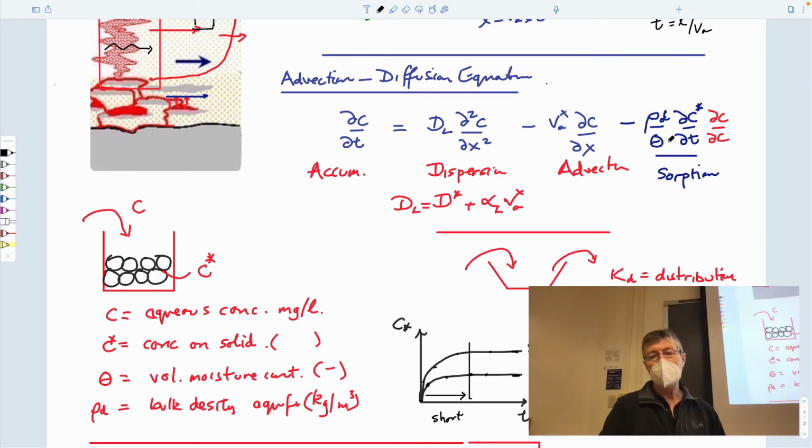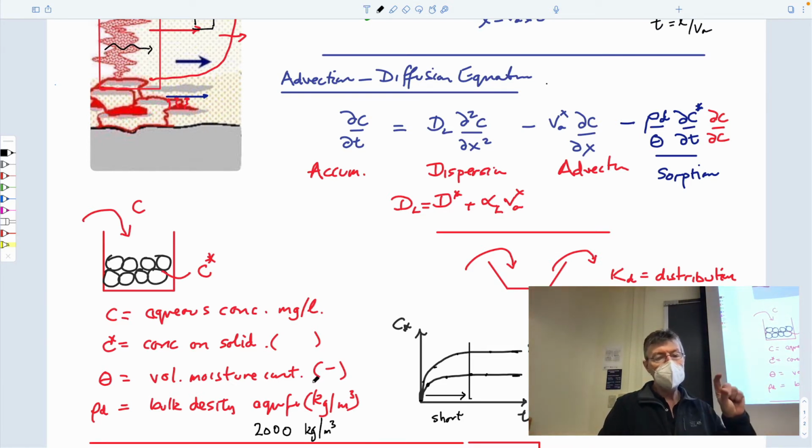And so that recovery from the water is defined as the density of the aquifer, here, bulk density of the aquifer. So probably something like 2,500 or 2,000 kilograms per meter cubed. Wouldn't be an unreasonable number. 1,000 for water, right? Theta is the volumetric moisture content. So it has no units, so it's the proportion of the aquifer that's filled with moisture.